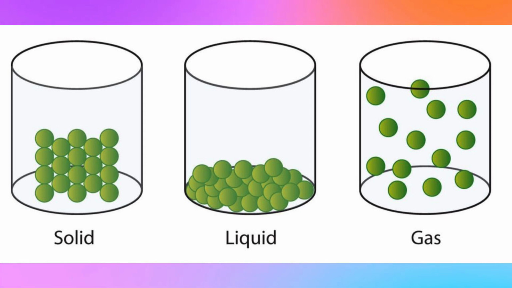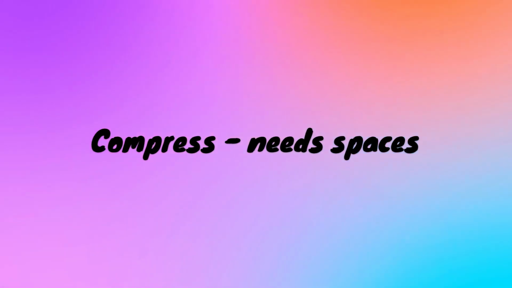In a gas, there are large gaps between the particles because they're flying around at high speeds in random directions. So we've got lots of gaps between those particles. Then we move on to the idea that to compress something, you'd need spaces between the particles, and that's why we can compress a gas.